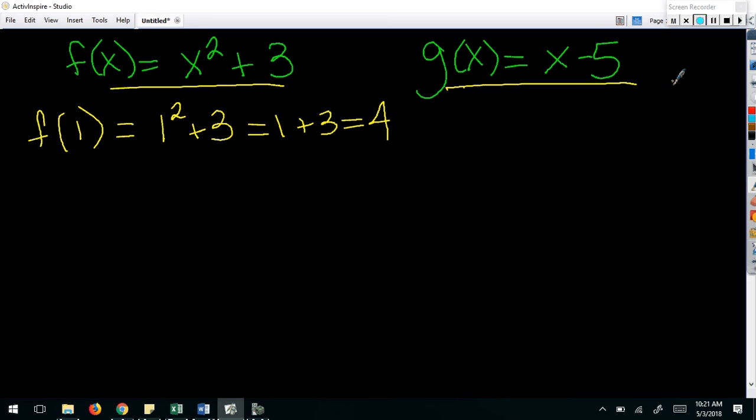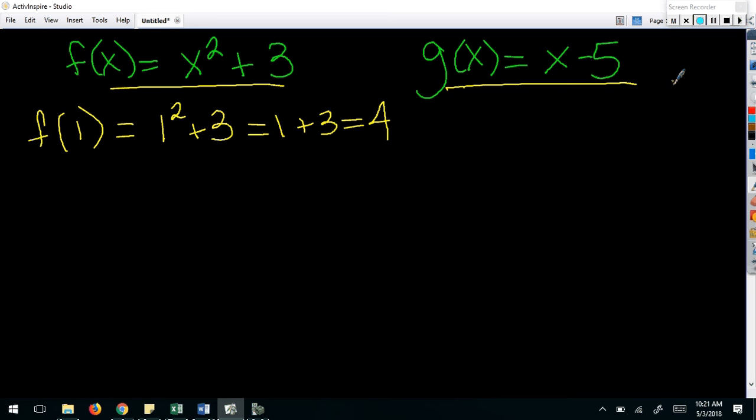And I found f of 1, which means I take f of x, I erase the x that was there, and I replace it with a 1. So it's not x anymore, it's 1 squared plus 3. And then I just simplify. On the homework, it's going to always start by giving you f of x and g of x. So it's going to look just like that on homework.